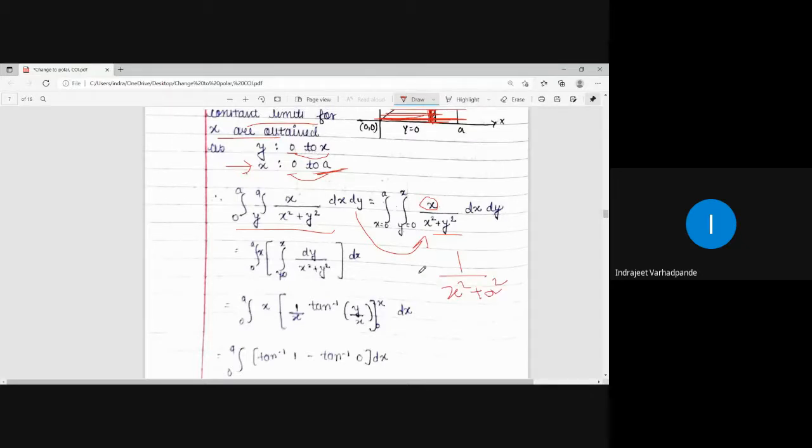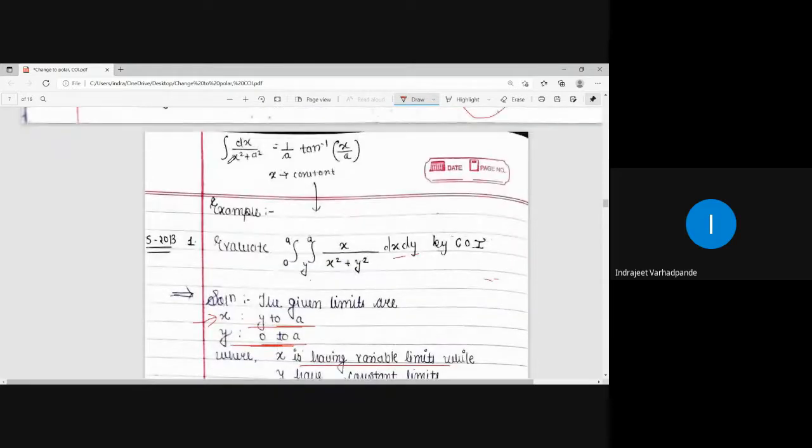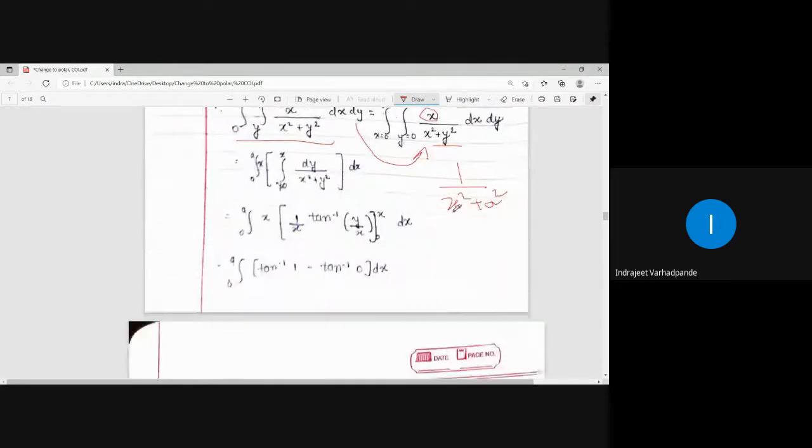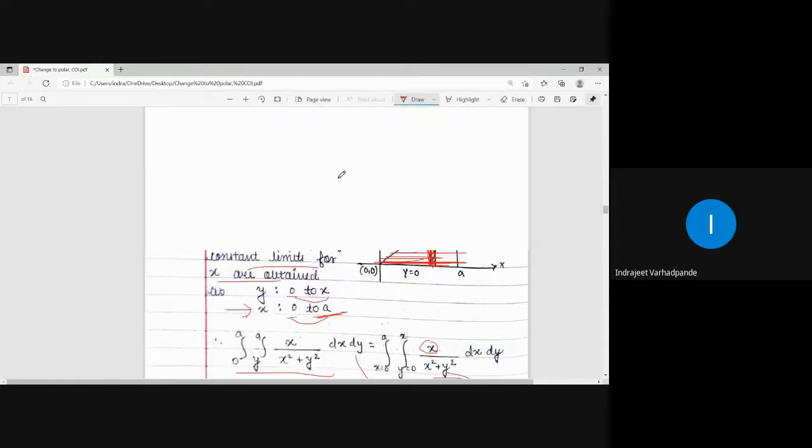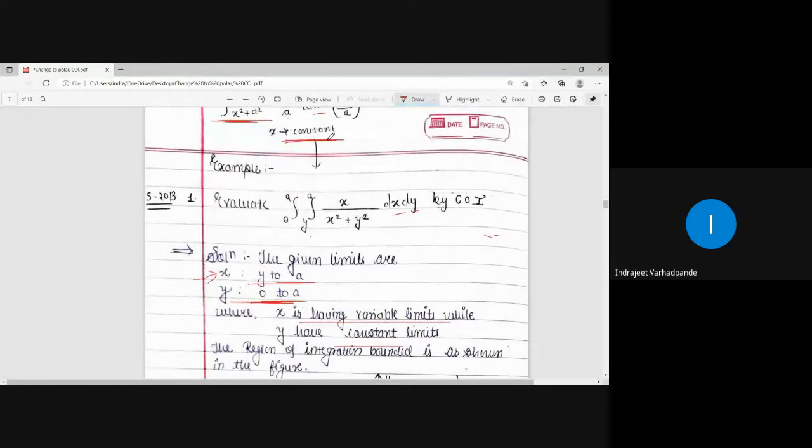So I have written the formula. What is integration of dx upon x square plus a square? 1 by a tan inverse of x by a. So here x is a variable, y will be treated like a, so it will be, sorry, we are integrating with respect to y, so that means x will be treated as constant like a. Here I have written x is constant in our case.